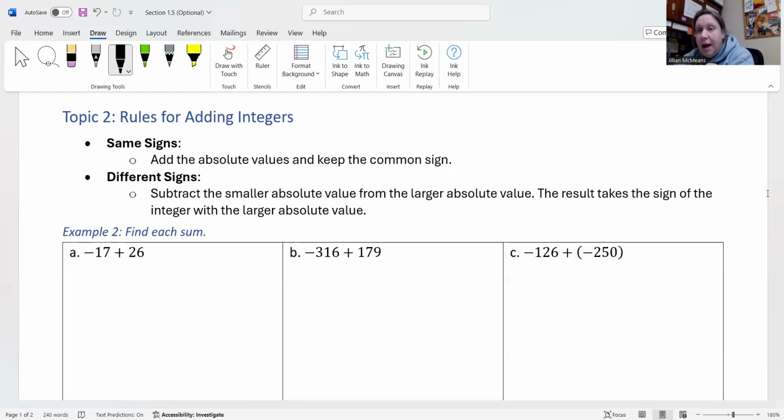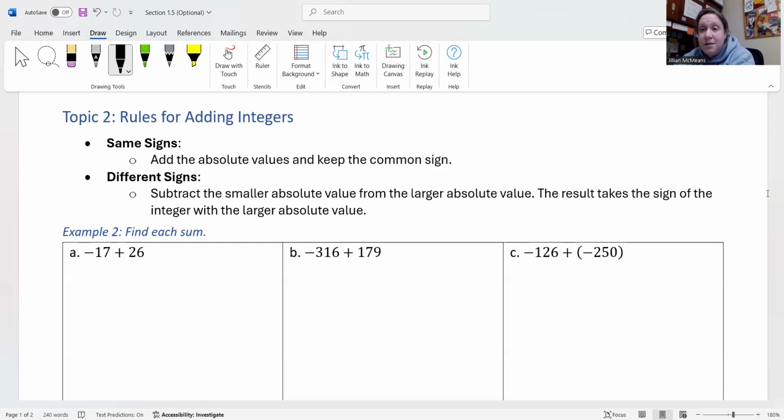When you're adding integers, two things come up. You're either adding integers that have the same sign, or integers that have different signs. If you're adding integers that have the same sign, you add the absolute values and then keep that common sign. If you're adding 2 negatives, add the numbers and keep it negative. If you're adding 2 positives, add the numbers and keep it positive.